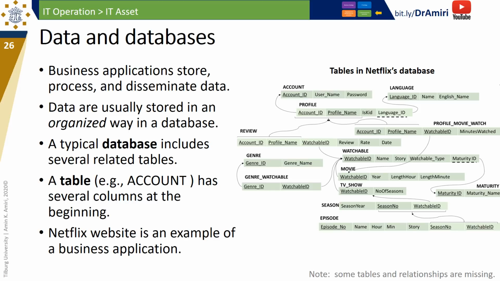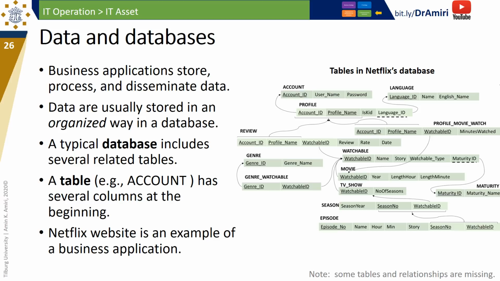Business applications also store, process, and disseminate data. Data are usually stored in an organized way in a database. A typical database includes several related tables. You see the tables that we have in Netflix. Netflix has a table related to account, another table for all the languages used on Netflix, all the profiles that are related to an account.